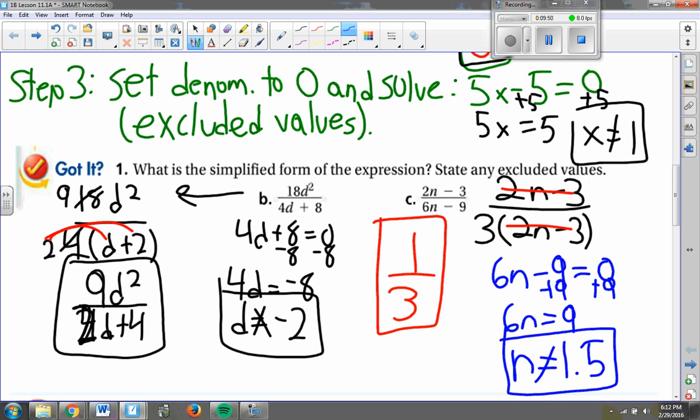What I want you to realize here is sometimes your simplified form is nice and simple, 1/3. Sometimes it's not. 9d squared over 2d plus 4 is not that simple, but that is the most simplified form. Okay?